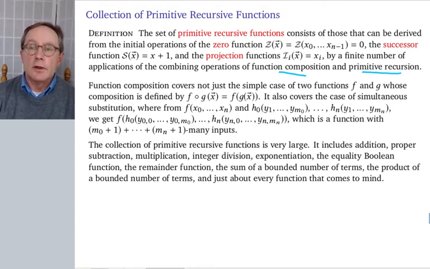Okay, in any event, the point is that we arrive at some collection of functions. And why are we talking about this? How did we go from Turing machines to this? And the answer is the collection of primitive recursive functions is very large. It includes addition, proper subtraction that we just did a minute ago, multiplication, integer division, exponentiation, the equality, remainder, sum of a bounded number of terms, product of a bounded number of terms, and just about every function that comes to mind.